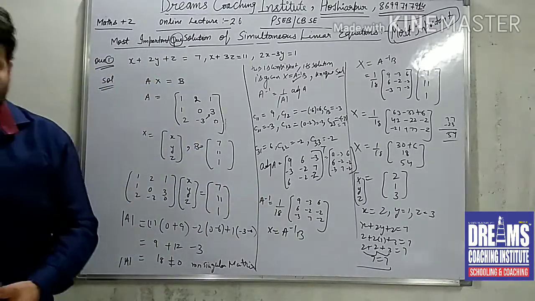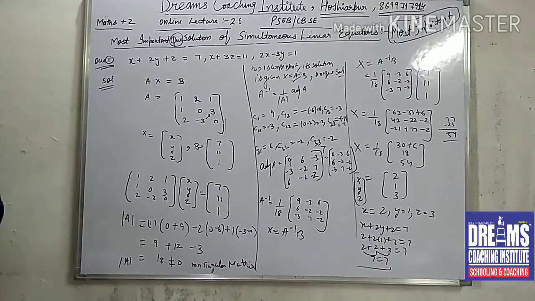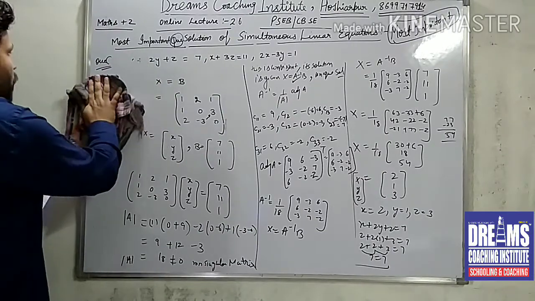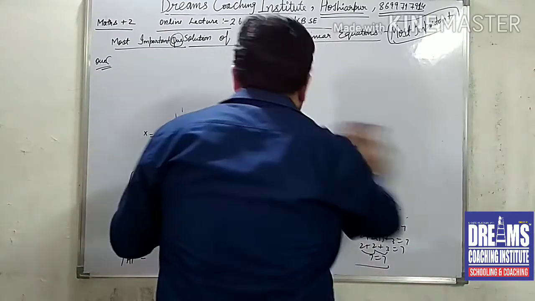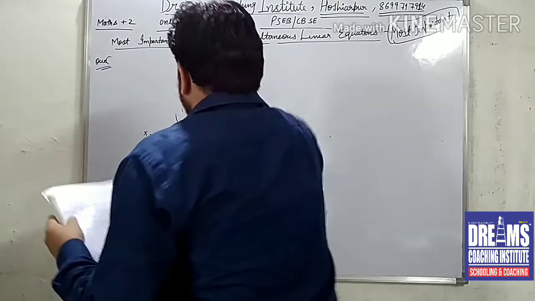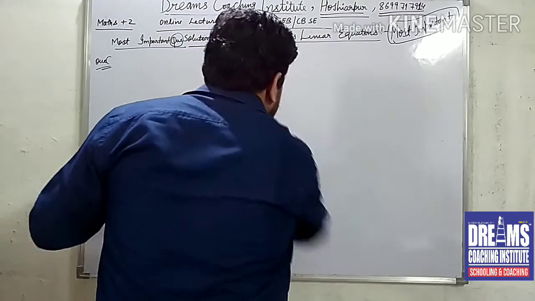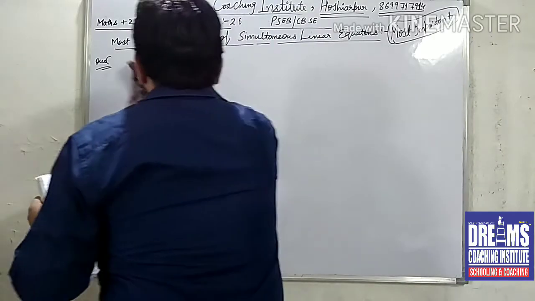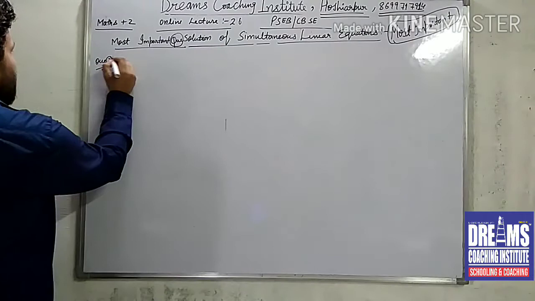So this was our first question, and now let us discuss the second question. So write down the second question: show that the following system of linear equations is consistent. So we have three equations, and it says show that it is consistent. You have to show that it is consistent.